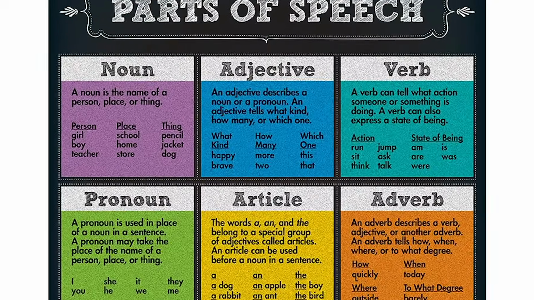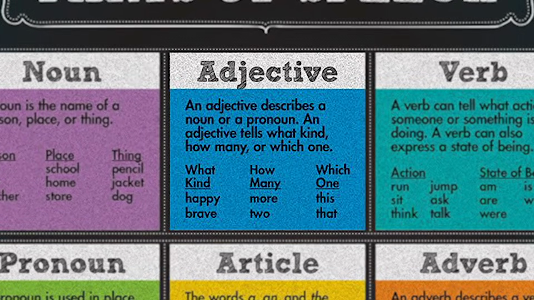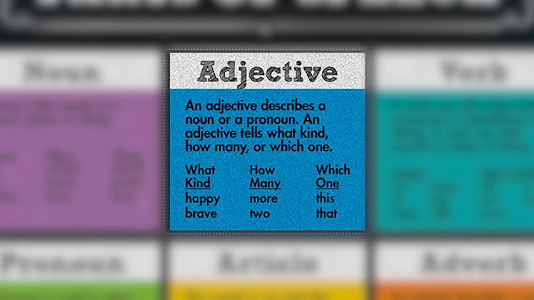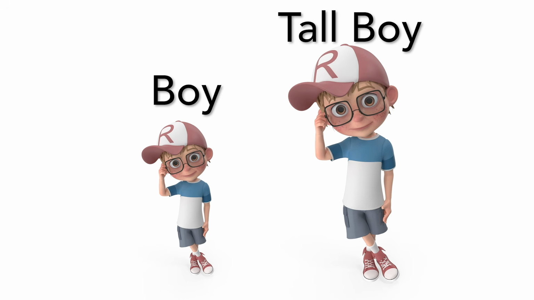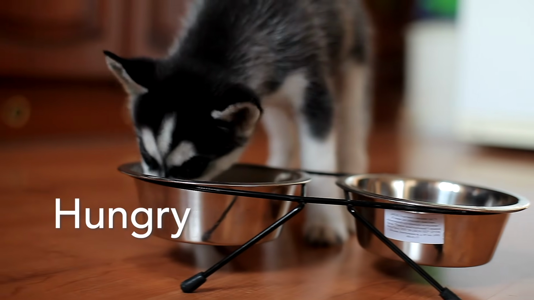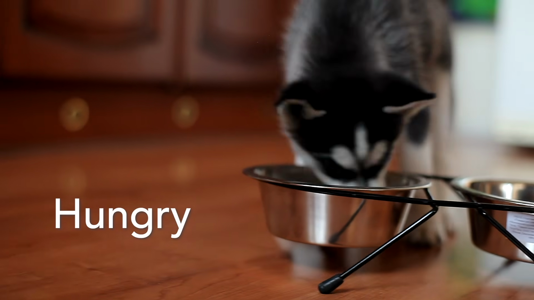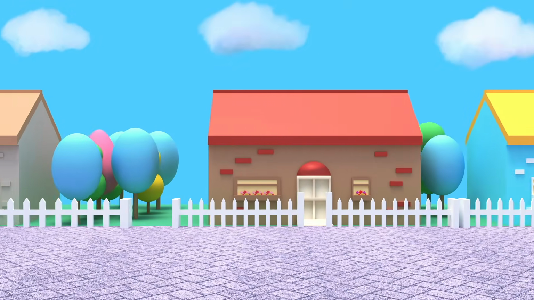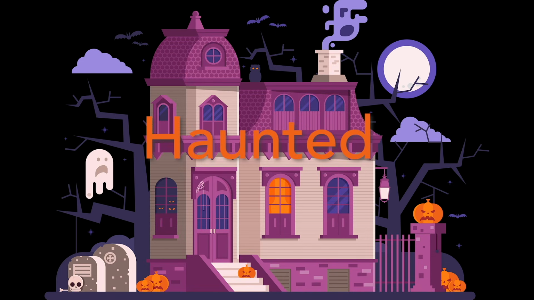As we mentioned above, obviously, not all words are adjectives, only special ones. We use adjectives in sentences to describe what a noun is like, or to give it characteristics. So instead of just boy, we could say tall boy. The adjective there is tall. Or instead of the dog, we could say hungry dog, with hungry as our adjective. Instead of just house, it could be a haunted house. Haunted is the adjective there.